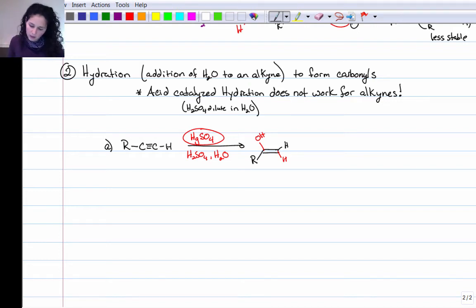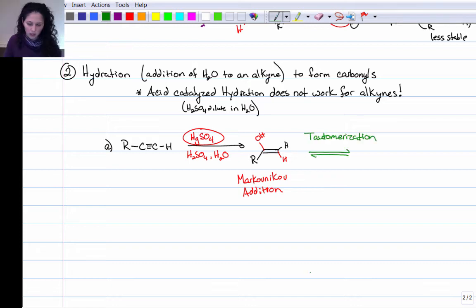But you get Markovnikov addition here. Now, the reaction doesn't stop here, because when you have an alcohol directly attached to an alkene carbon, this will rearrange. It does something called tautomerization. It will essentially just rearrange so that the carbon that right now has the alcohol on it will end up with a double bond to that oxygen. And the hydrogen, that extra hydrogen, will actually end up on the other carbon of the double bond.